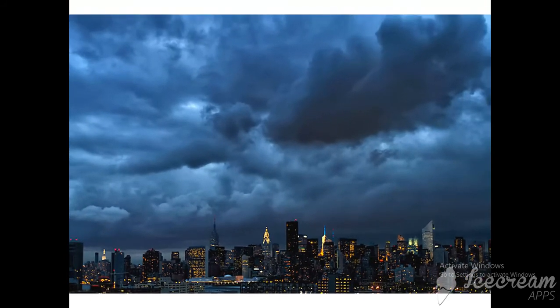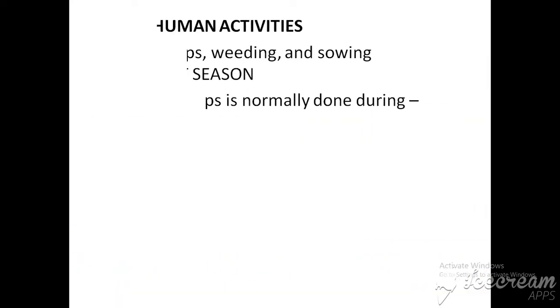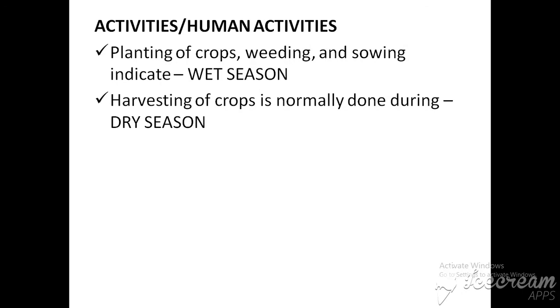We have another photo there. If you look at the photo and you look in the sky there, you see it is cloudy, and those clouds are rainy clouds. So the season from which the photograph is taken is rainy season due to the presence of the rainy clouds. Then also we have another factor, the activities or human activities.